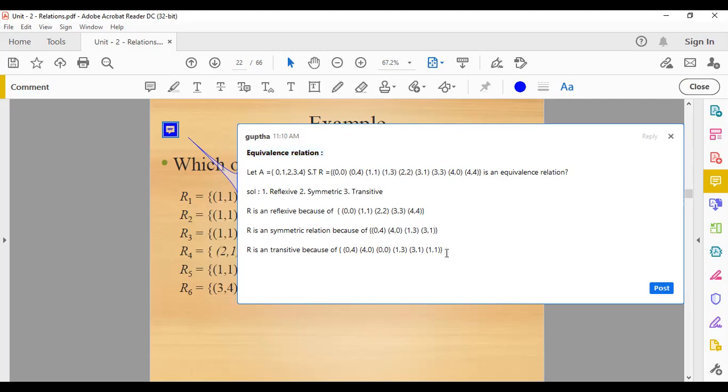But in examinations we need to mention the definitions of each and everything. We need to mention what is a reflexive relation, what is a symmetric relation, and what is a transitive relation also. Then after that we solve each and everything, then we need to show whether it is an equivalence relation or not. So guys, any doubt here? Then we'll take another example, otherwise.